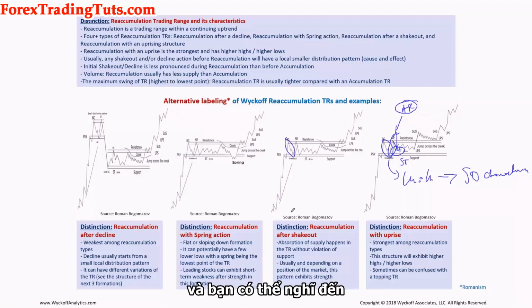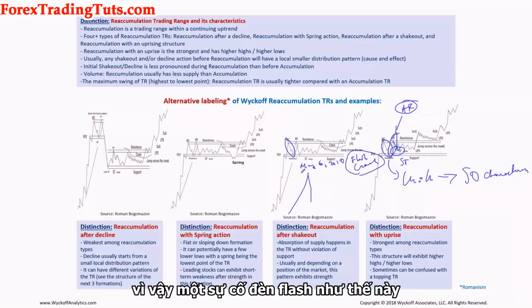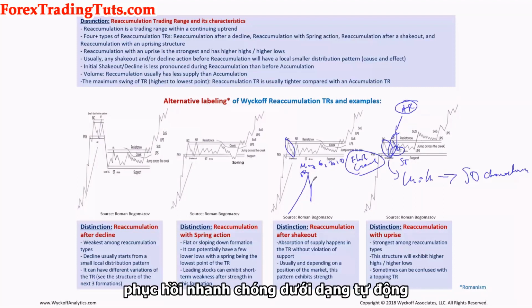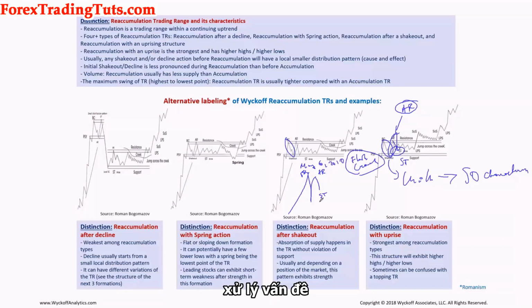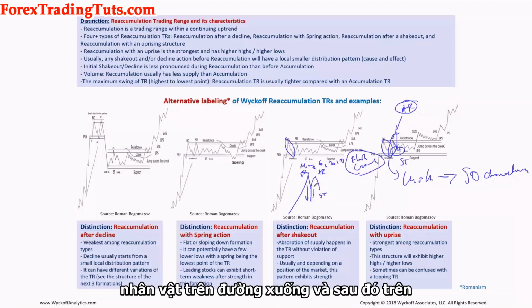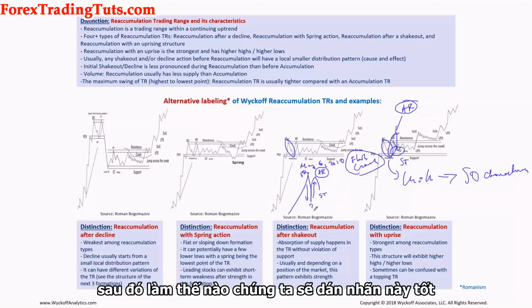And you could think of the May 6, 2010 flash crash as an example, and I should bring this to your attention. So a flash crash like this, and then a quick recovery as an automatic reaction, and then a secondary test. So here we are dealing with the issue that we have two changes of character at the same time. We have the change of character on the way down and then on the way up. So that suggests that the automatic rally is still here. Then how would we label this?